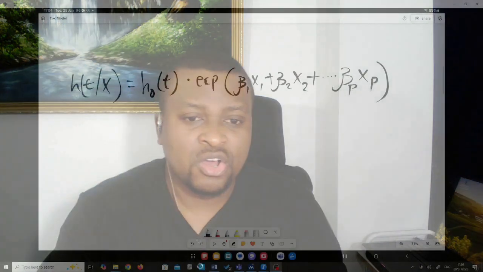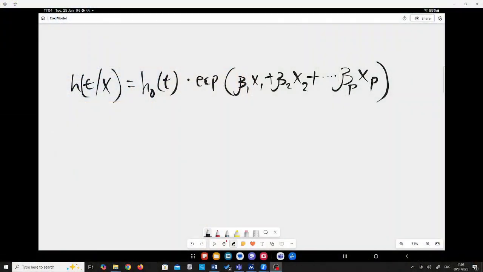It achieves this by estimating the hazard function, which represents the likelihood of the event occurring at a given time. Now, the Cox PH model is defined by the equation that we can see on the screen. There are three parts to this equation, and I'm going to break it down into three parts.